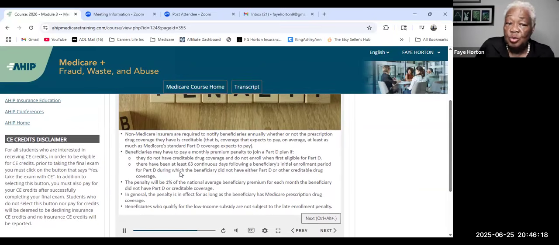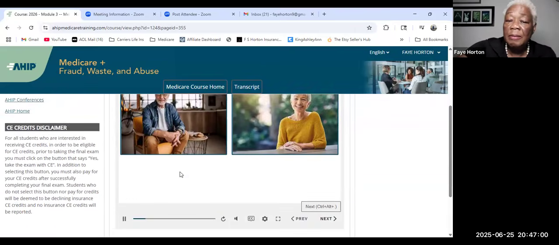It's also an instance where the individual will have a late enrollment penalty if they go longer than 63 continuous days without a credible Part D plan. The penalty will be 1% of the national average beneficiary premium for each month the beneficiary did not have Part D or credible coverage. The penalty is in effect for as long as the beneficiary has Medicare prescription drug coverage. Beneficiaries who qualify for low-income subsidy are not subject to the late enrollment penalty.